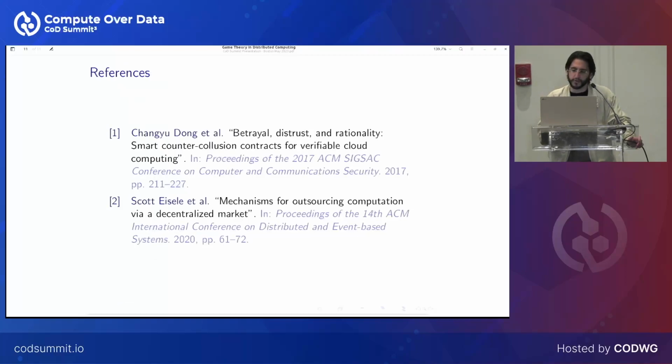These are the two papers that I cited. There's plenty more, but these are for people who are interested. I would say these are the two critical papers if you're interested in learning more about this. And yeah, I think that's everything. Thank you, and I'll take any questions if you'd like.